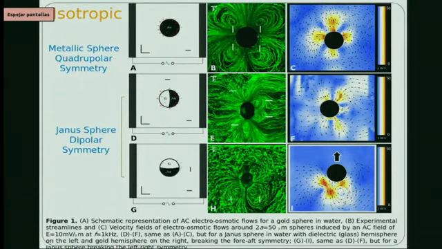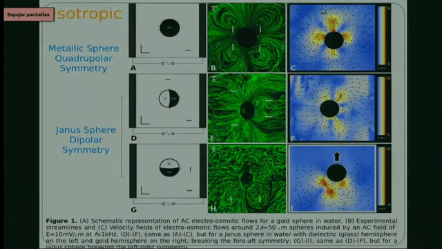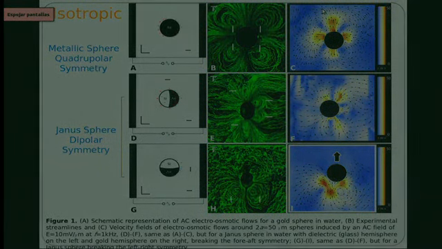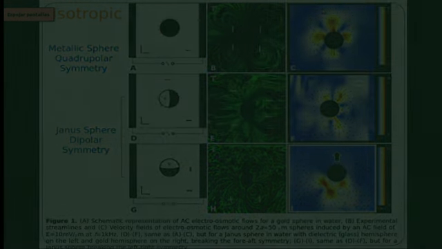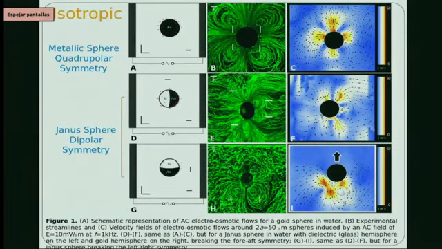But if we break the symmetry with, for example, a Janus sphere, which is nothing else but a silica sphere in one hemisphere and a metal or some other material on the other hemisphere. So we are breaking the left-right symmetry in this case. And what we see is that the flows again break the symmetry. And these particles will move, for example, in this direction, and this particle will move in this direction. So it's very similar to the nematic case.